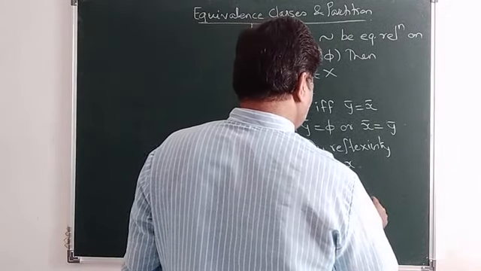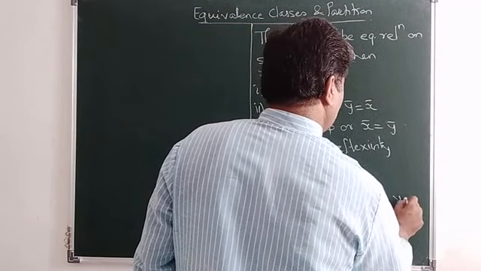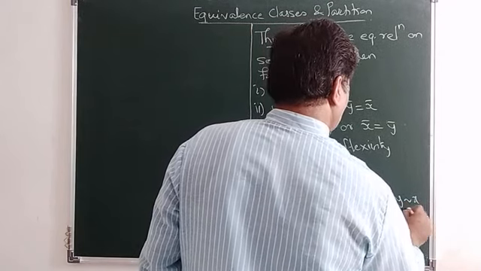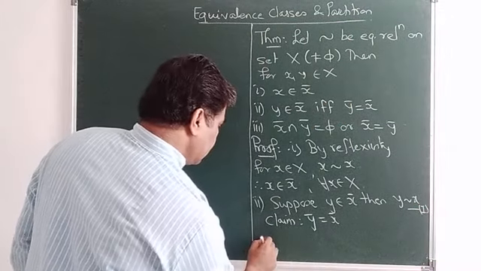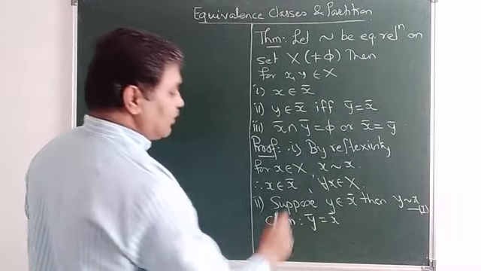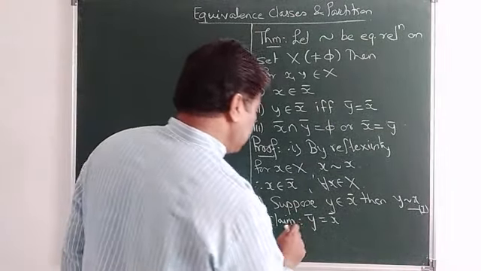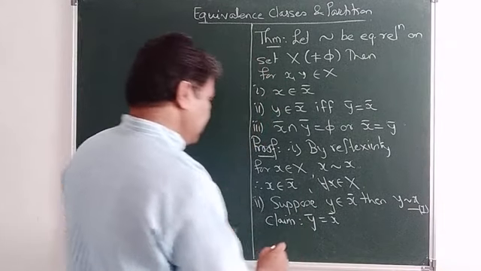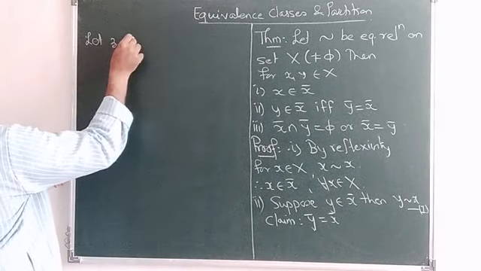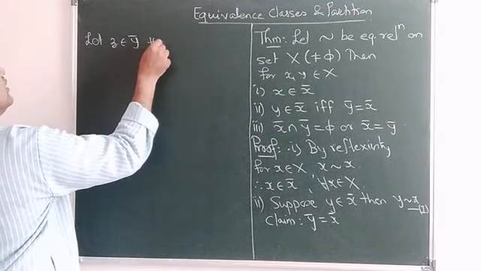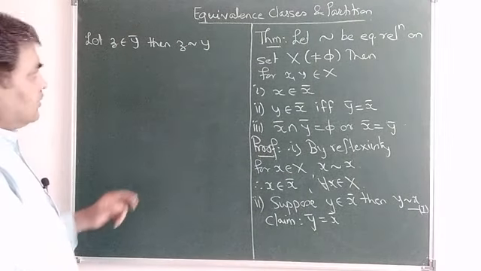As y belongs to x bar, then y is related to x. For this we will give 1. As I want to show that these equivalence classes are equal, meaning the sets are equal, and equivalence classes are nothing but sets, so let z belong to y bar. Then z is related to y by definition.